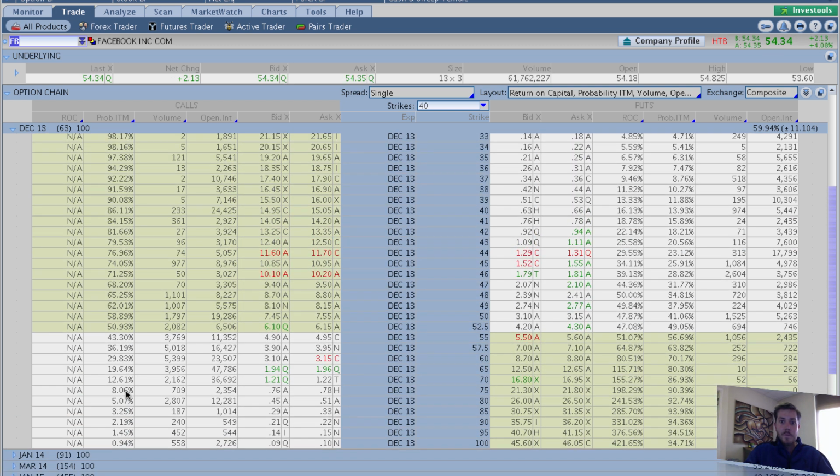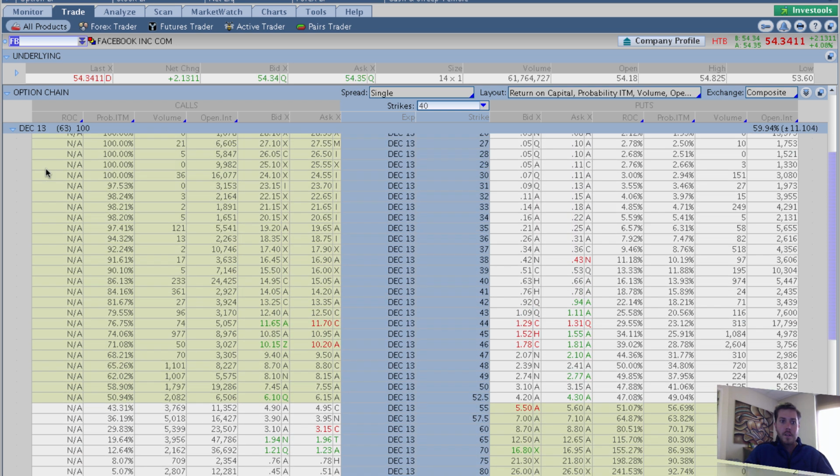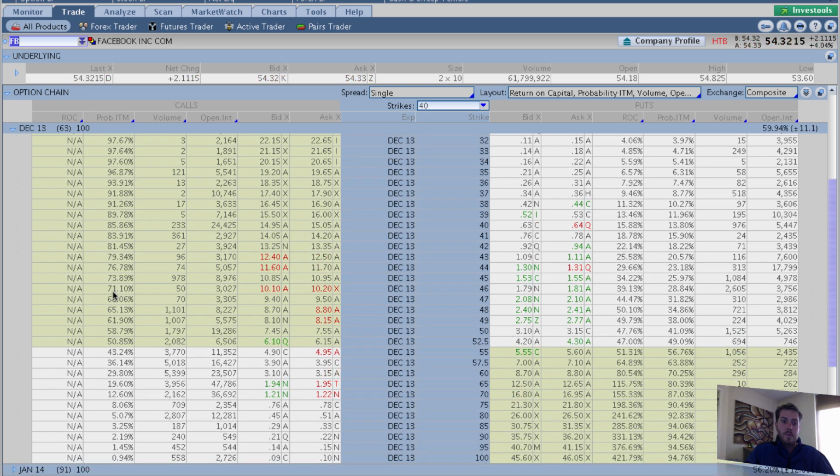Let's go ahead and choose our strikes here. We're going to look at December with 63 days left. Plenty of duration there. We've got 40 strikes open already. We want to find a probability in the money around 16% on the put side, which is the 41 strike, and around 16% on the call side. We've got 65 and 70 as our options here.